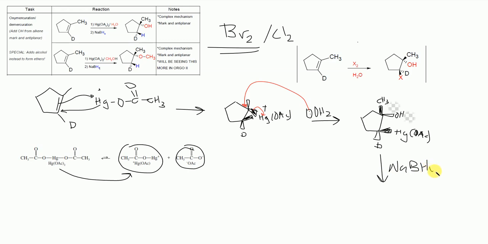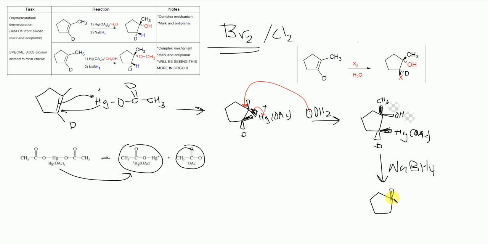NaBH4, and we're going to be seeing this guy much later, but NaBH4 essentially is what we call a reductive reagent, and so we're going to reduce this mercury over here, this carbon with the mercury attached to it, and essentially what that means is it's going to be replaced with a hydrogen bond. And so this mercury is going to disappear after this step.